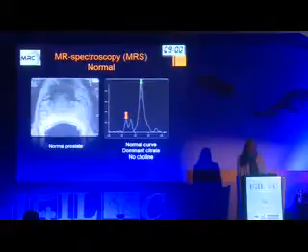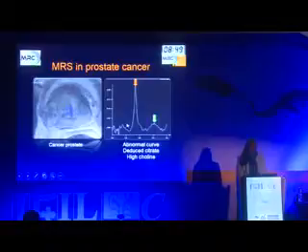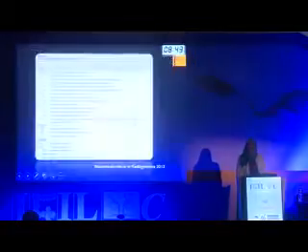In the normal prostatic gland, we can see here that the normal metabolite, which is the citrate, is remarkably elevated, while the abnormal metabolite, which is the choline, is much lower. However, in cancer prostate, the opposite occurs, with low citrate values and elevated choline peaks.